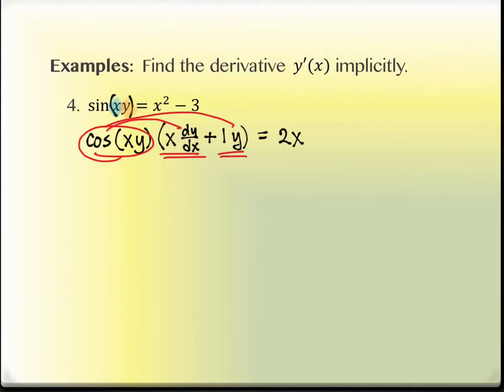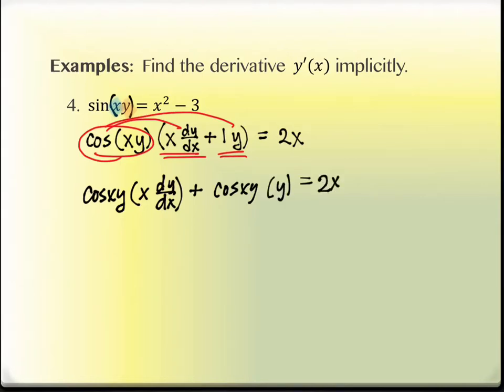So I'm going to have the cosine of xy, and then I have x dy dx. I'm just going to write it in parentheses for the moment just to make sure we don't lose any pieces. And then I have the cosine of xy times the 1y, or the y. Okay, that's my distribution. If you don't need to see it written, then don't write it. But I'm going to do it for now.